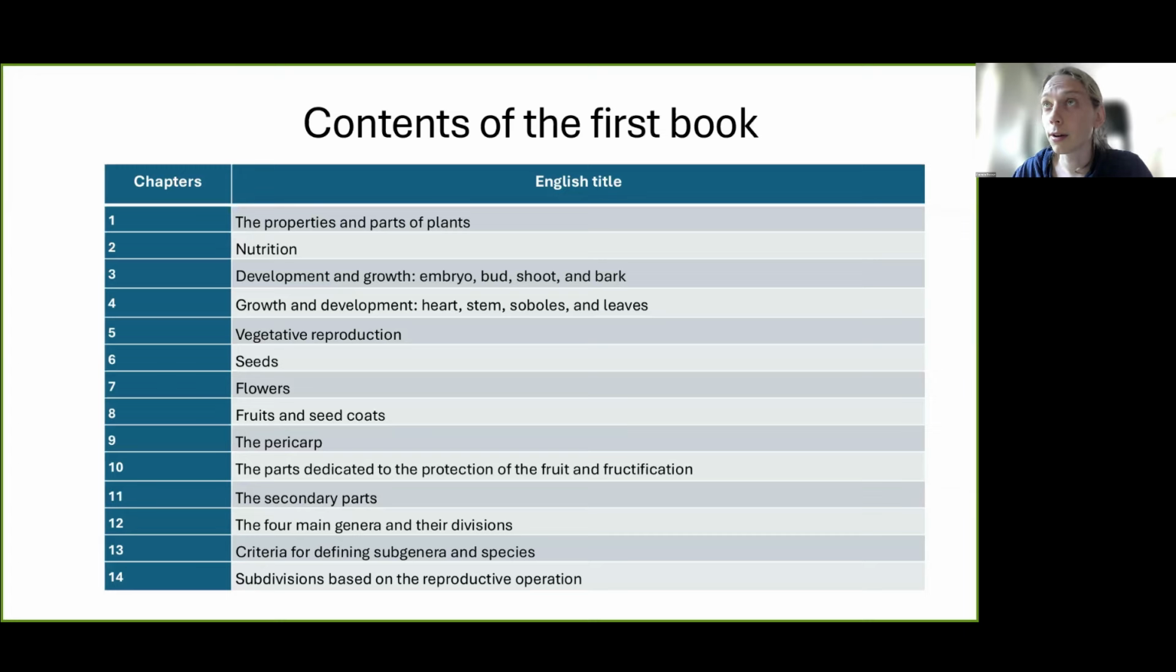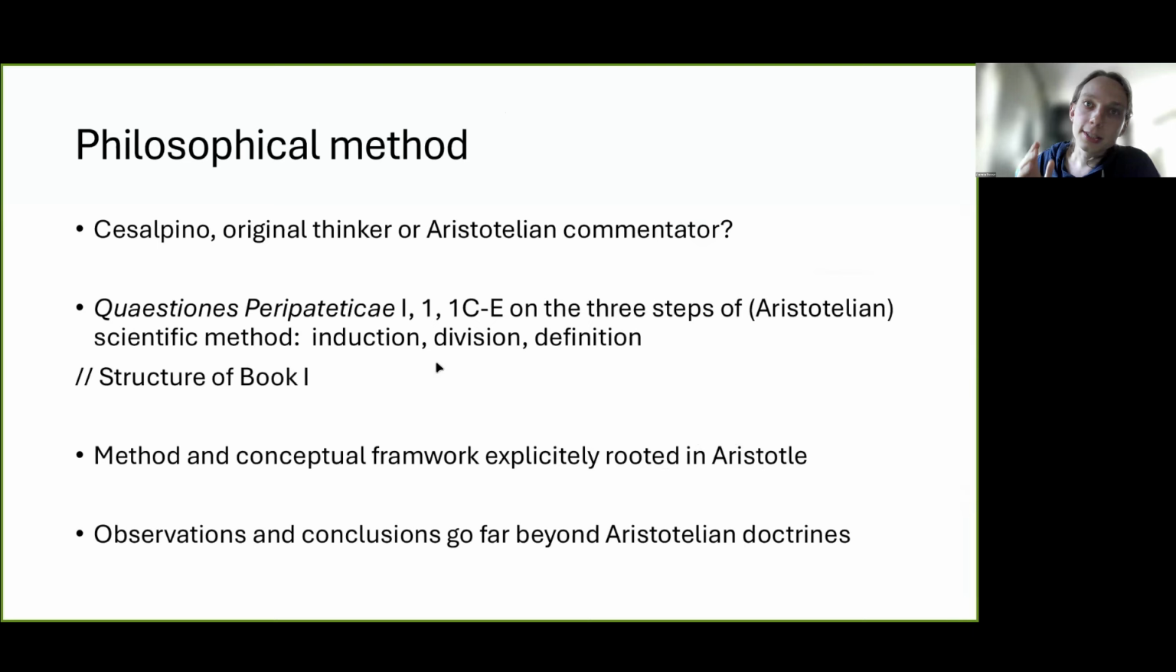Books 2 to 16, which we did not translate, contain a description of, I think, about 1,500 different species. So these species are presented not according to their properties or their medical or culinary considerations, but following the four major Theophrastian genera. So books 2 and 3 are devoted to trees and shrubs, while books 4 to 16 are devoted to undershrubs and herbs. So that's for the general structure of the first book.